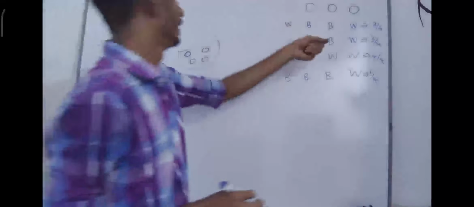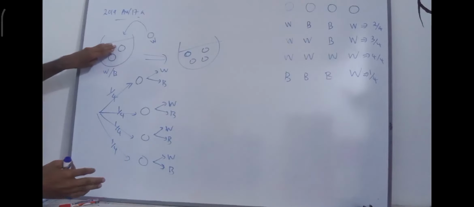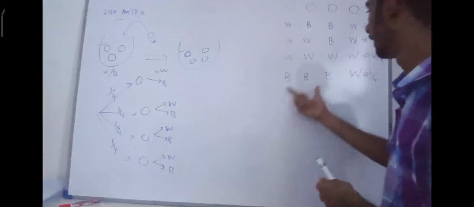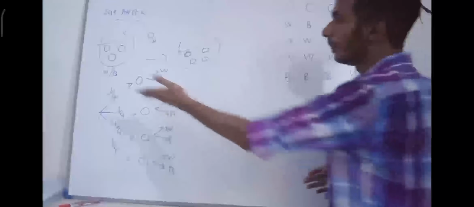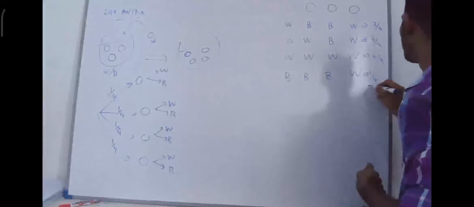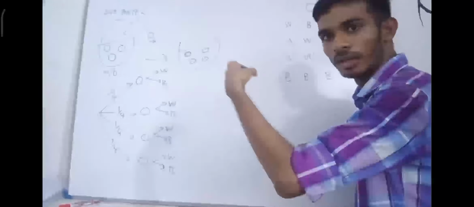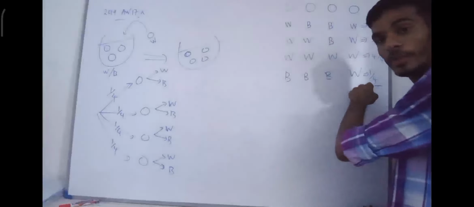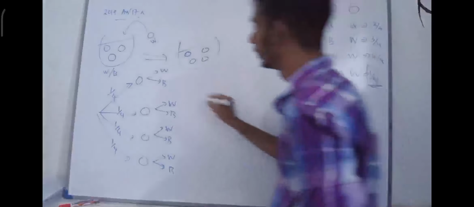Now let's assume, initially, in this scenario, all the three balls are black color. So after taking a ball, it should be white. The probability is 1/4. Okay, so that is 1/4.